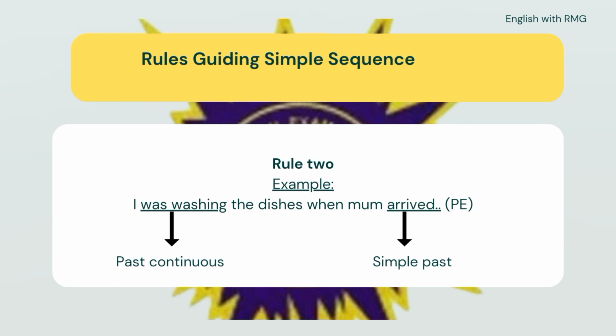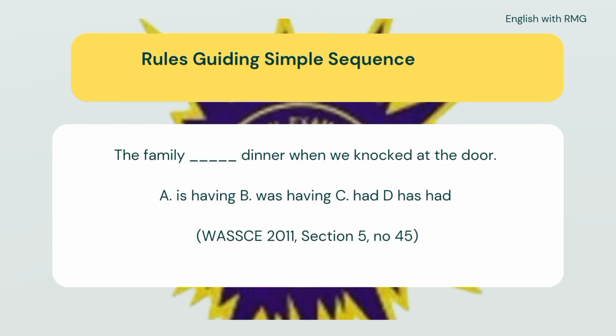For example, I was washing the dishes when mom arrived. Was washing the dishes was an ongoing action, that is a continuous action in the past. But the arrival of mom was just a one-time action. So the first one, which is ongoing, is going to be in past continuous, while the other one, which is a one-time action, is going to be in the simple past. Do you understand? So I'm not going to say that because they are both in the past, I'm going to put them in the same aspect, that is simple past, simple past. No. I also need to show that one action was ongoing, that is a continuous action, while the other one was just a one-time action.